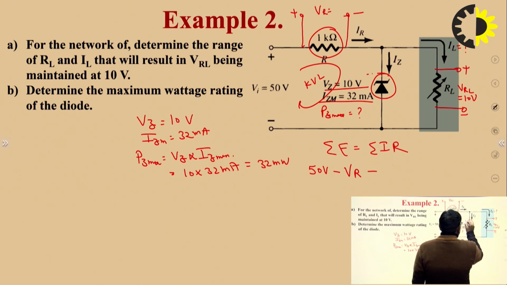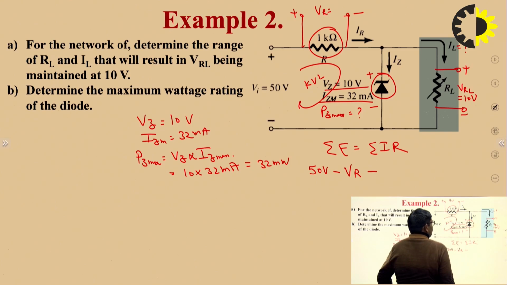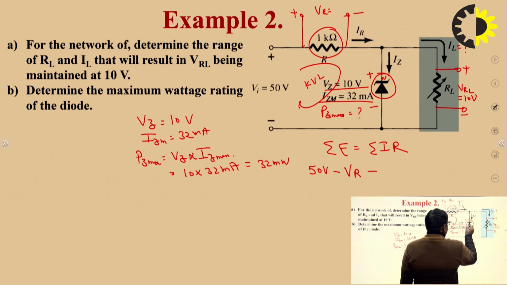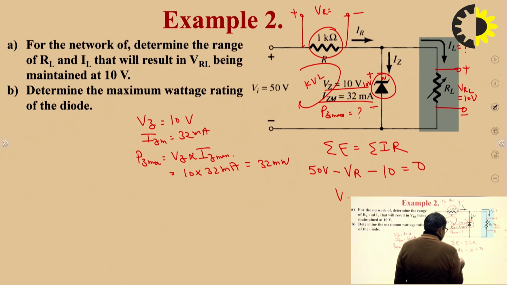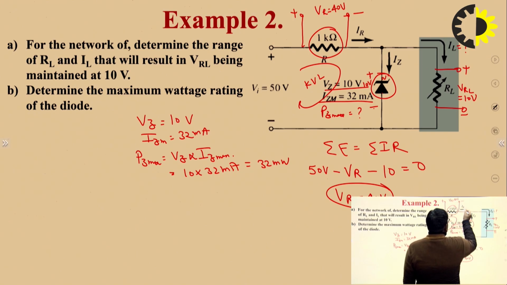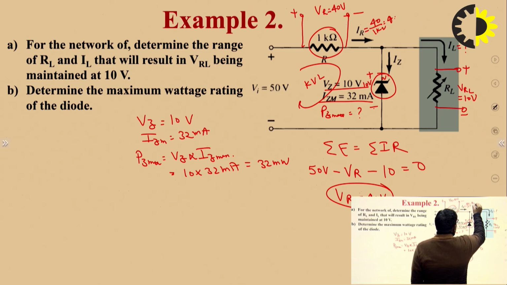This is plus, this is minus, because the Zener diode works in reverse bias manner as a voltage regulator. So the terminal N is connected to the plus and P is connected to the minus. So this voltage is the Zener voltage, which is 10. So we easily calculate VR, which is equal to 40 volt. How much current flows in that particular area? 40 upon 1 kilo ohm, that means 40 milliampere.